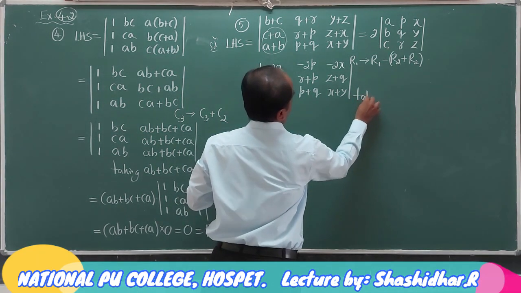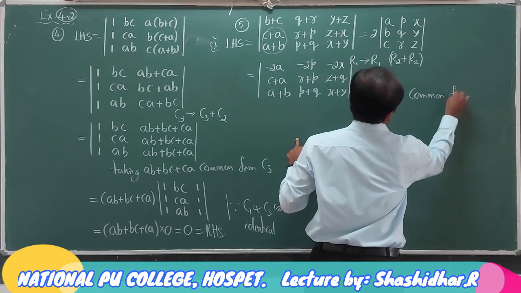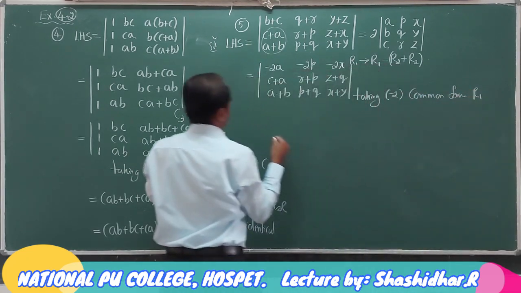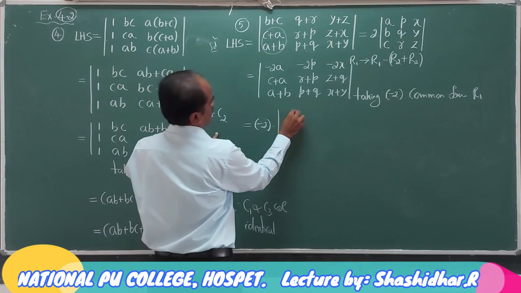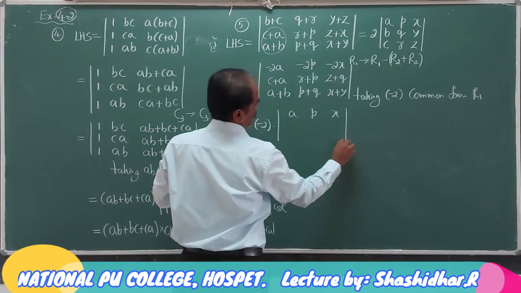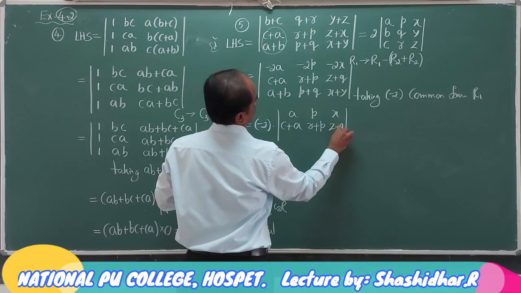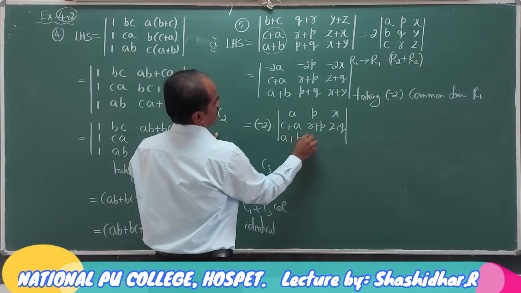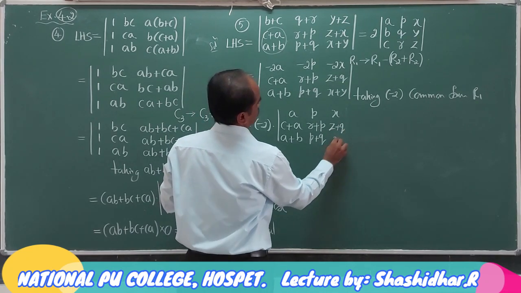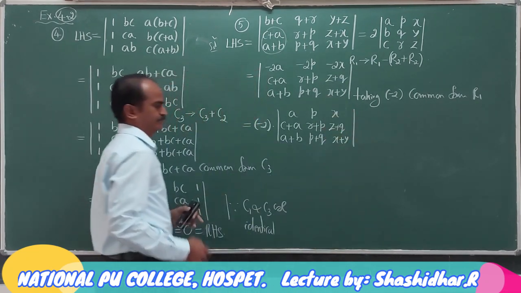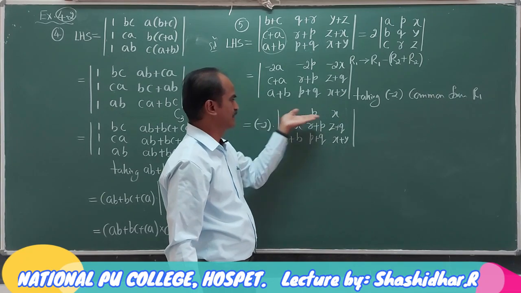Let me write here, taking minus 2 common from R1. I get minus 2 times the determinant. First row A, P, X, second row C plus A, R plus P, Z plus Q, third row A plus B, P plus Q, X plus Y. Now, the first row elements are all single terms.